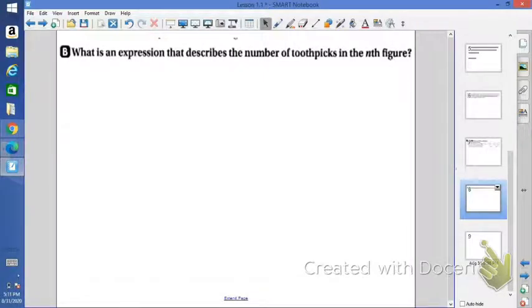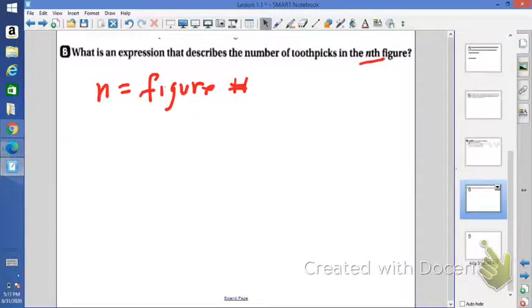Now we're asked, what is an expression that describes the number of toothpicks in the nth figure? So n is a variable, and what does n describe? It describes the figure number. So we defined our variable n, and now we want to write an algebraic expression that describes the number of toothpicks in the nth figure. So what was our pattern? We multiplied the figure number by 4 to get the total number of toothpicks.